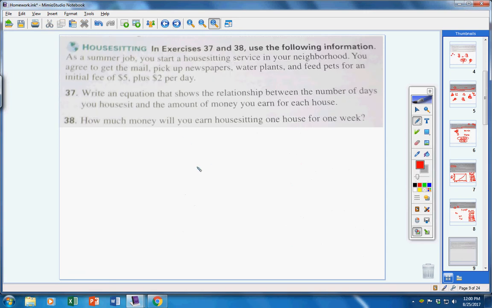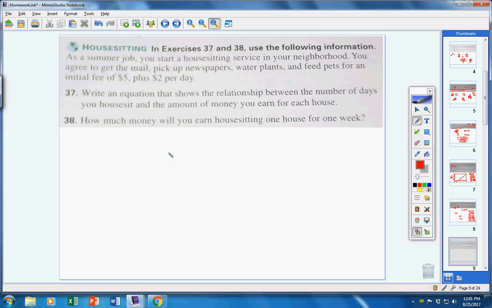Alright, here we go. As a summer job, you start a house-sitting service in your neighborhood. You agree to get the mail, pick up the newspaper, water plants, feed pets. You charge an initial fee of $5. So, it doesn't matter if you're going to house sit for a person for 1 day or 1,000,000 days. You charge them a $5 fee to start off with them plus $2 per day. Alright? Write an equation that shows the relationship between the number of days you house sit and the amount of money you can earn. Okay?